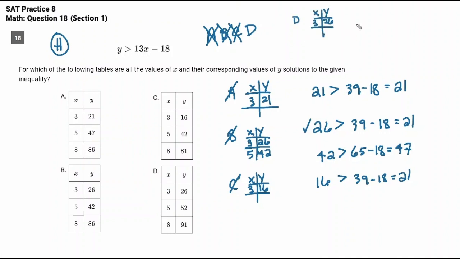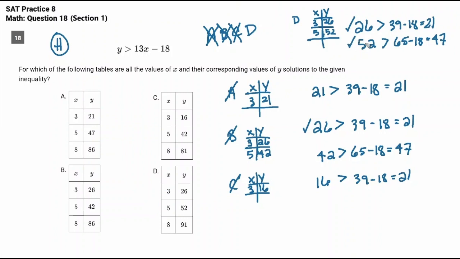This time, what's my y? It's 26, is bigger than, we've done this 18 times now, 39 minus 18. Checks out. All right? 52 is bigger than 13 times 5. We've already done that. That's 65 minus 18. 52 bigger than 47. Checks out.